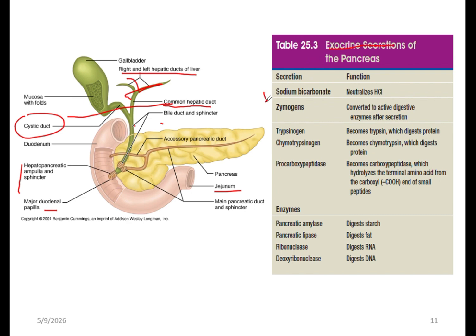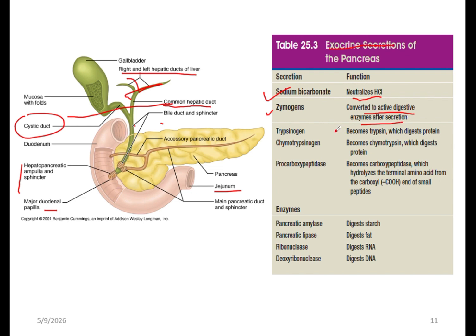So sodium bicarbonate. Generally, sodium bicarbonate's function is to neutralize the HCl. And next is zymogen. Zymogen is converted to active digestive enzyme after secretion. Zymogen is also secreted from the exocrine part of the pancreas, right?